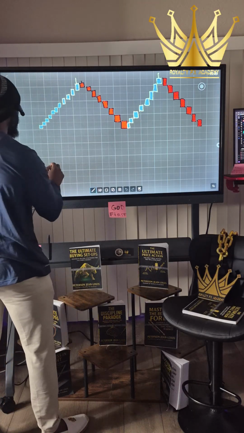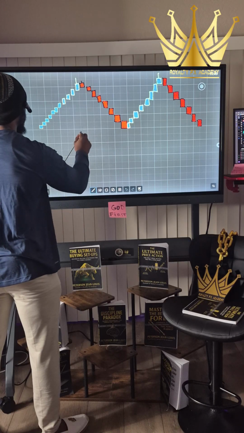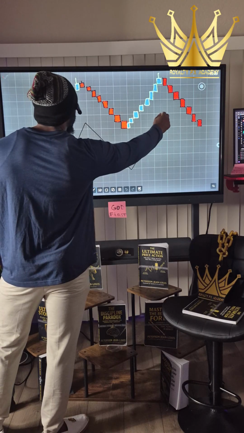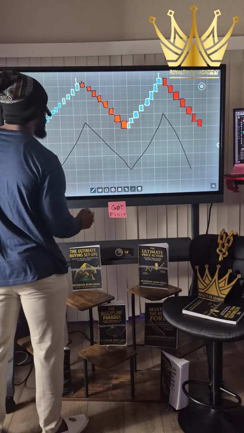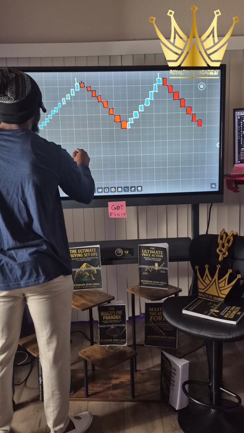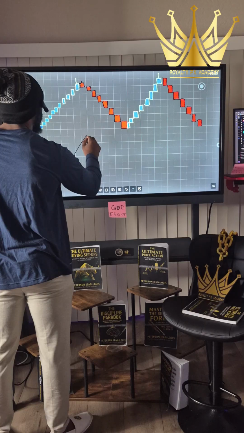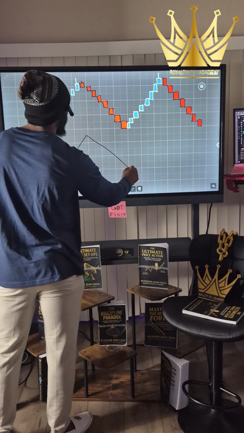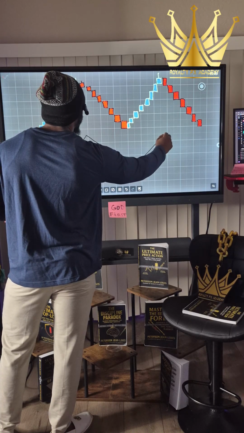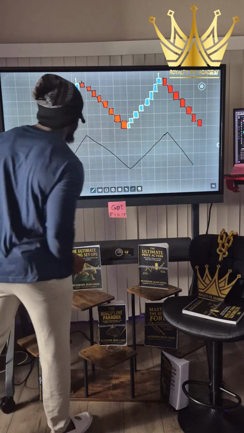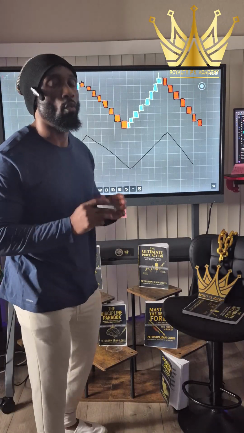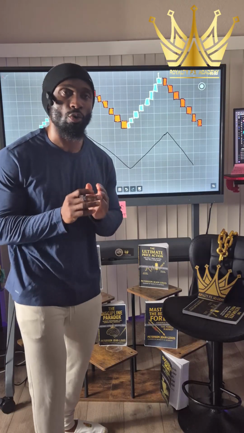So it will look something like this when you do the line chart. Let's make it a little bit more precise with it. Stop right here, here, and then here. Now, the reason you want to use the line chart is because you want to know the exact turnaround point.